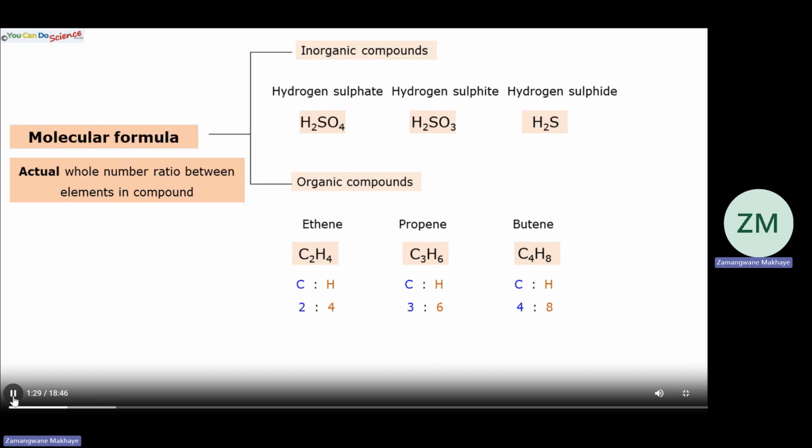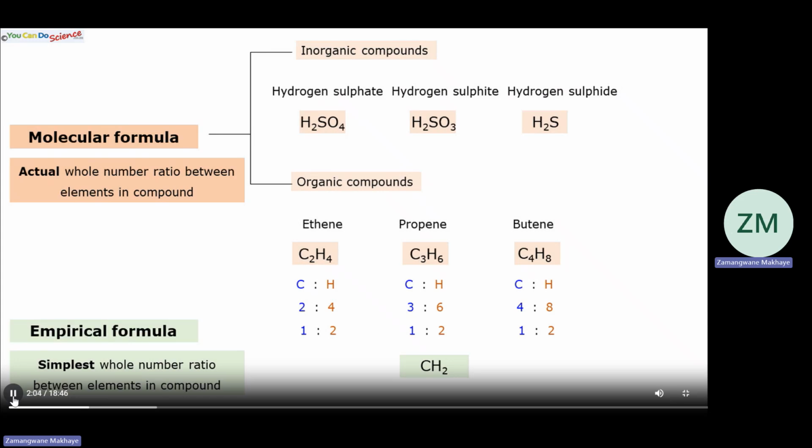The simplest ratio of the elements to each other in ethene is 1 carbon to 2 hydrogen. In propene, it is also 1 carbon to 2 hydrogen. And for butene, also 1 carbon to 2 hydrogen. The simplest ratio of carbon to hydrogen for all these compounds is 1 to 2. This simplest whole number ratio between the elements in a compound is known as the empirical formula.